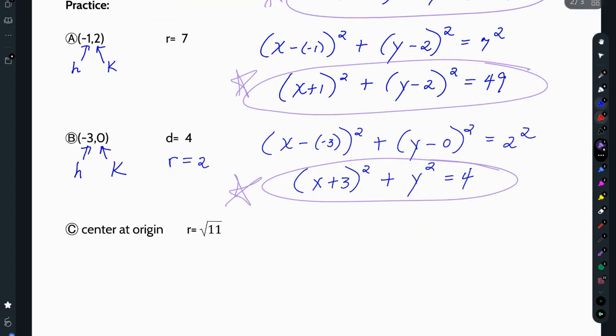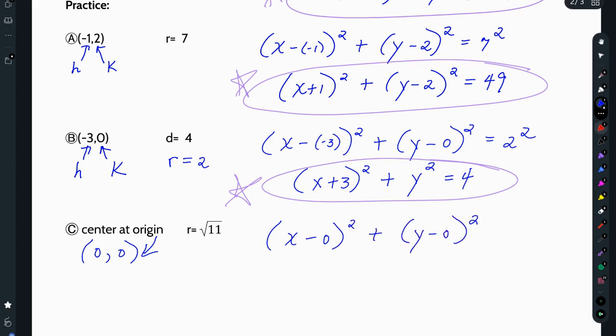This time I'm being told that my center is at the origin, and of course I know that means 0, 0. My radius is the square root of 11. All right, so we have x minus 0 squared plus y minus 0 squared equals the square root of 11 squared. To simplify that, we have x squared plus y squared equals, and whenever we square a square root, we're just left with what's inside, so we get just 11.